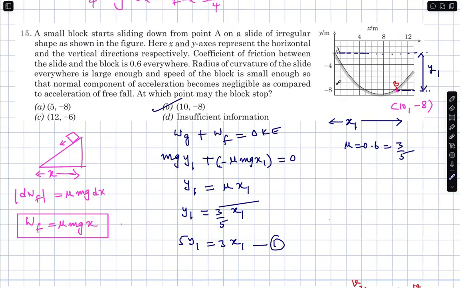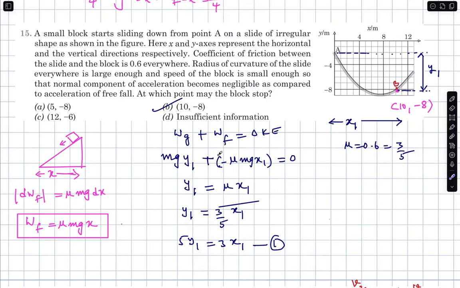You are moving slowly from A to B. Minus mu mg x1 is equal to 0, because it started from rest, and all the time it is at rest, by the way. Mostly no change in K. So this allows me y1 is equal to mu x1. Substituted the value of mu, I require a condition: 5 y1 is equal to 3 x1.